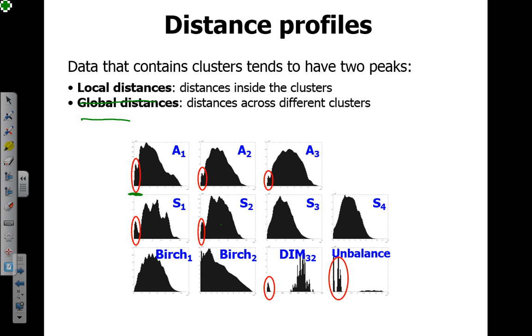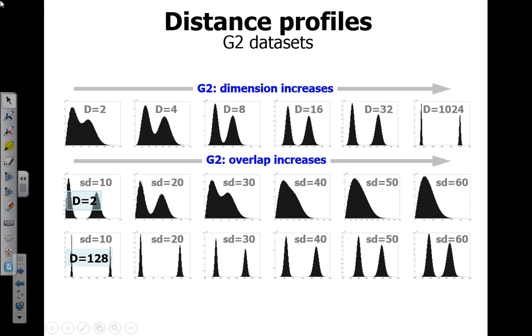And these dim and unbalanced data sets have clearly separated clusters, so there should be separate peaks, and yes, indeed there are. At least in the dim data sets, it's clearly separated. In the unbalanced case, you can actually see that there are two different within-cluster distances. So the first distances are the dense clusters, and the second peak is for the sparse clusters. And then the distances between the clusters, they are all somewhere here. So yes, in principle you could use this kind of profile also to estimate something about your data.